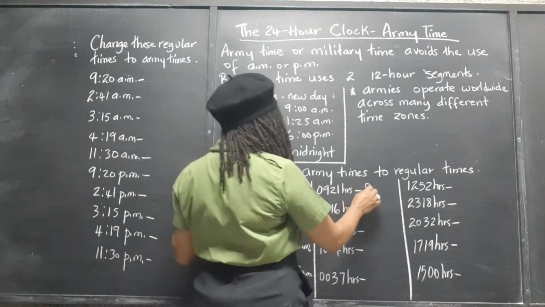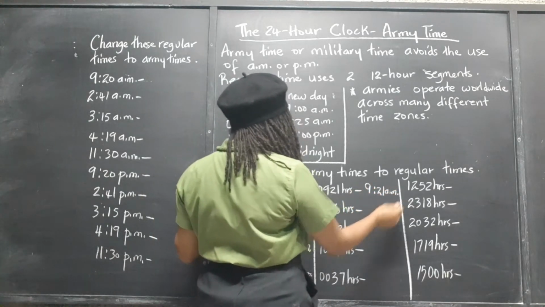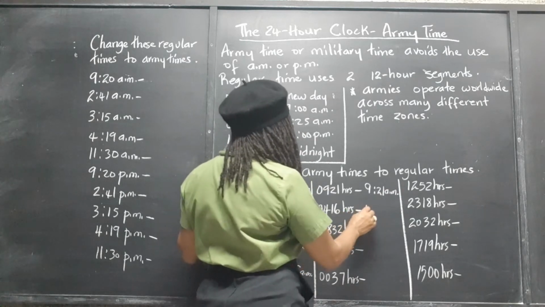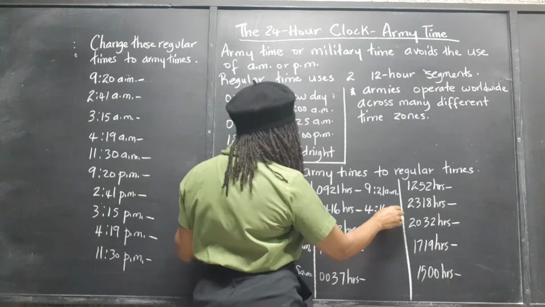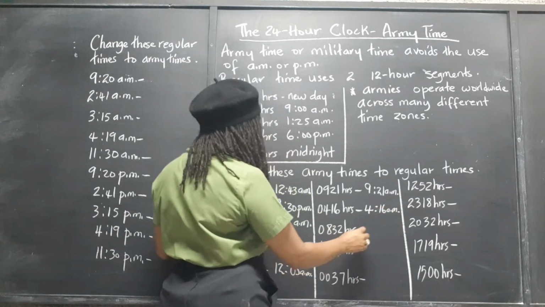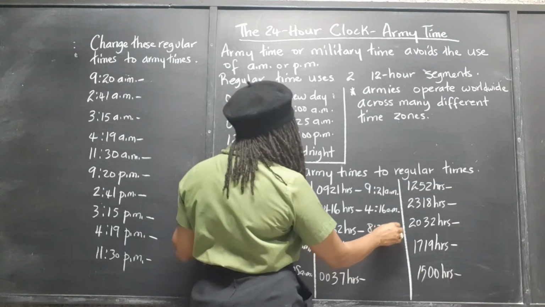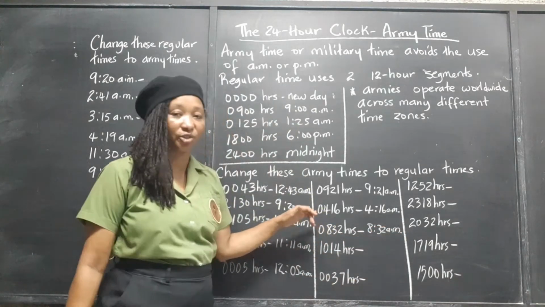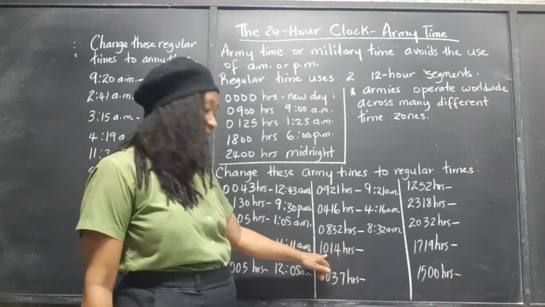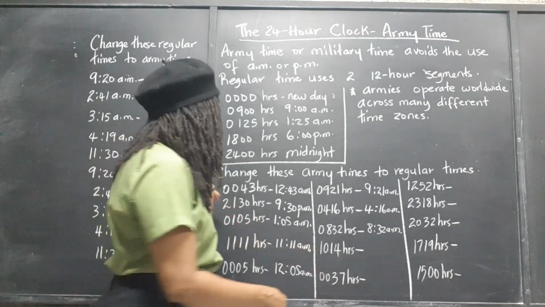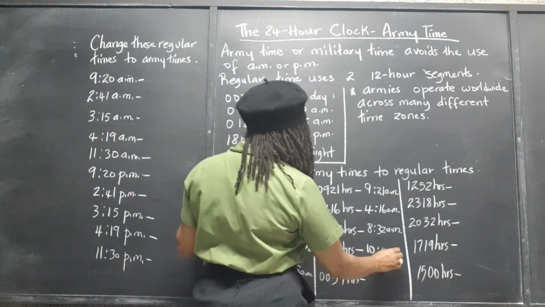9:21 a.m. 4:16 a.m. 8:32 a.m. So the 0 at the front is a good indication to you you're still in the a.m. 10:14, 10 is less than 12, still in the a.m. So that's 10:14 a.m.